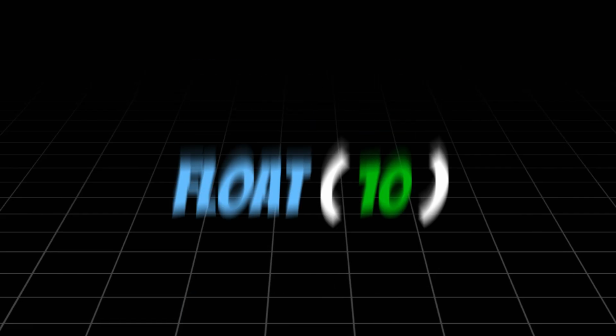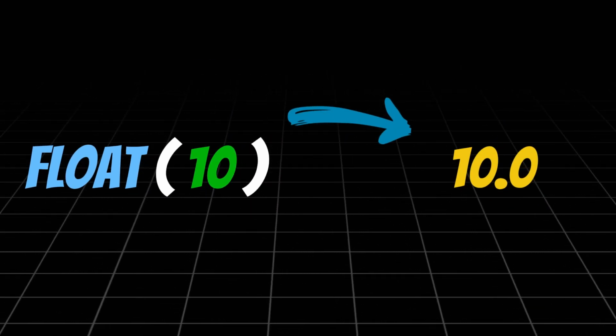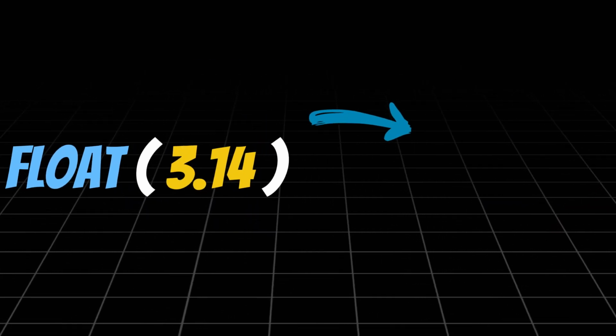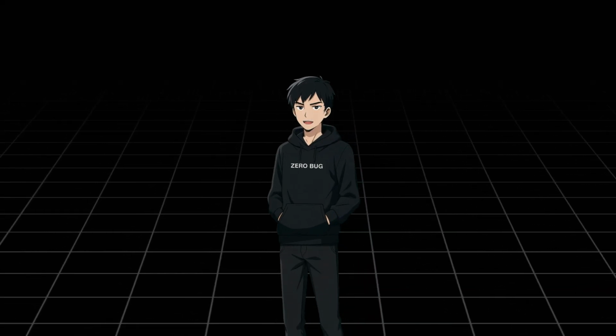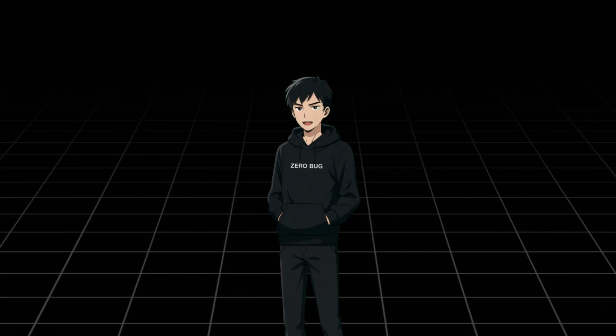Next is float. This one turns things into a float. So, if you write float(10), you will get 10.0. If you write float(3.14), you will get the float 3.14. Again, it works with numeric strings, but if the string is not a number, you'll get an error.